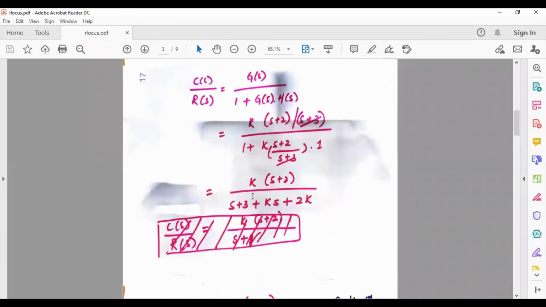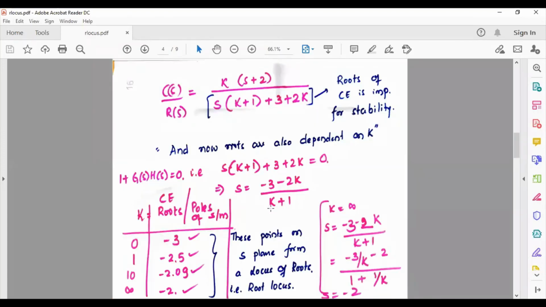So we have in the denominator s into k plus 1. I have just taken s common, since s and ks are here. So I have taken s as common, k plus 1. Then I have kept 3 plus 2k as it is.